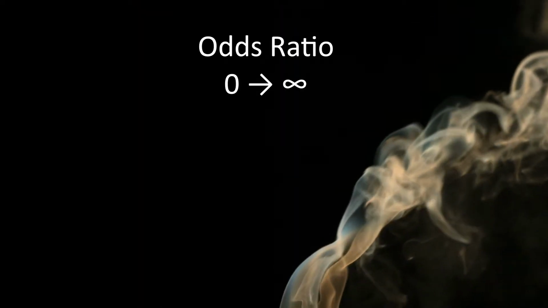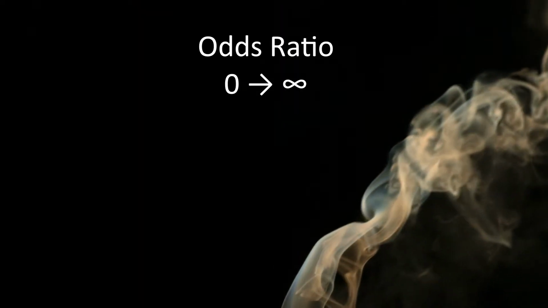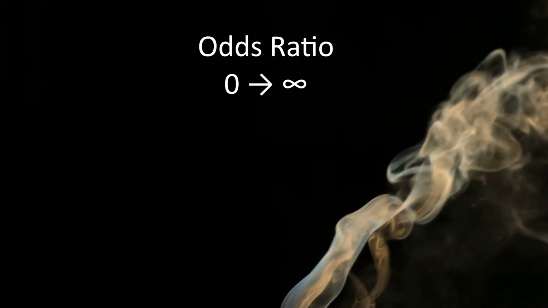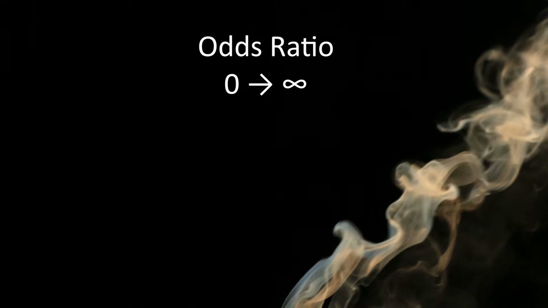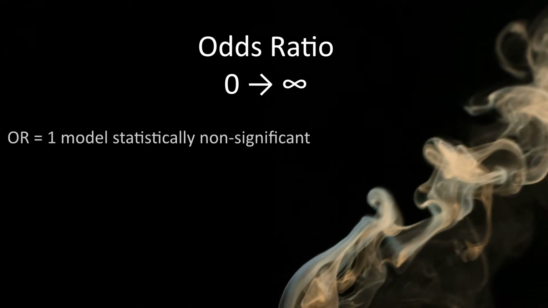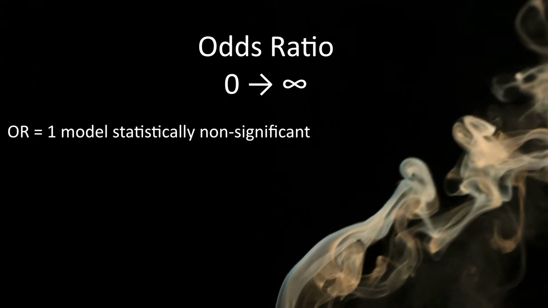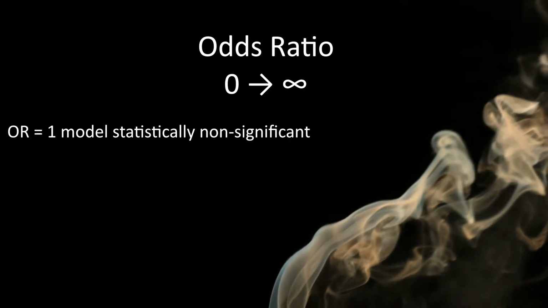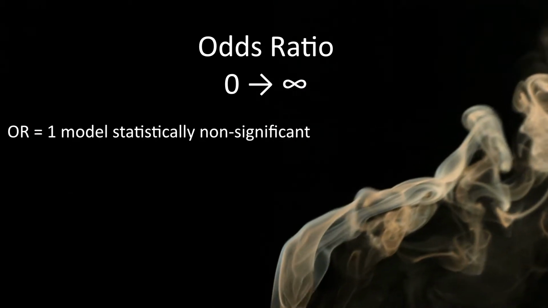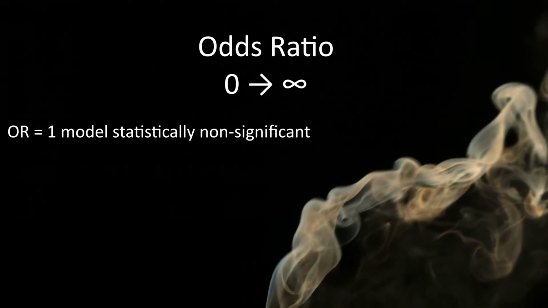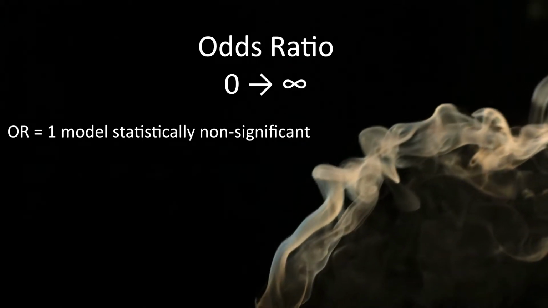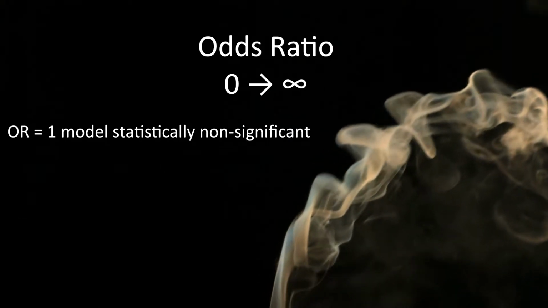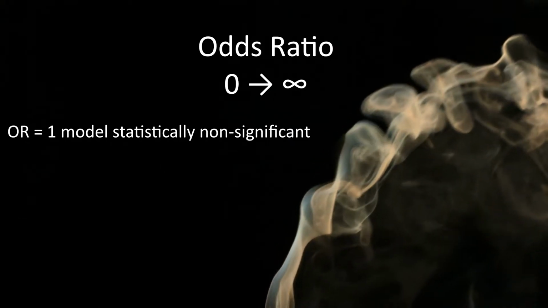An odds ratio can range from 0 to positive infinity and is centered around the value 1. If we ran our model and got an odds ratio of 1, it would mean that there's an equal probability of nicotine dependence among those with and without social phobia. Those with social phobia are equally as likely to be nicotine dependent as those without. It's also likely, then, that our model would be statistically non-significant.